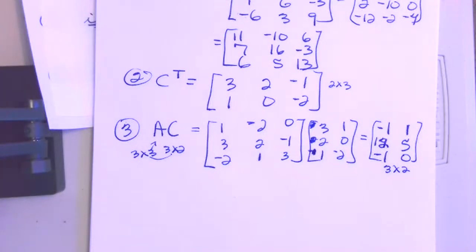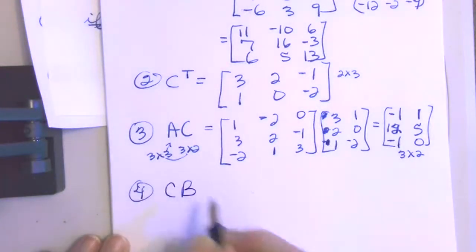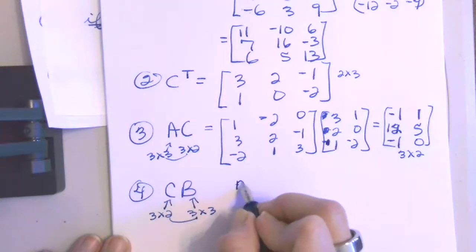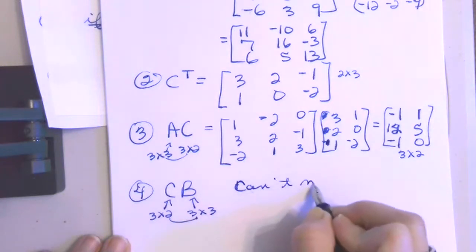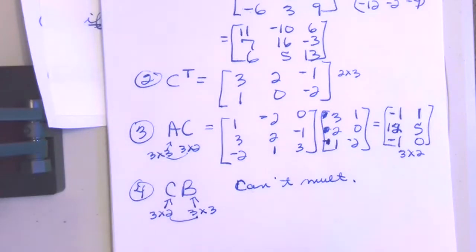Okay. And now suppose next I ask you what is C times B. C is a 3 by 2 matrix. B is a 3 by 3 matrix. The two middle numbers don't match, so you can't multiply. And that happens sometimes. Matrix multiplication is not always defined.